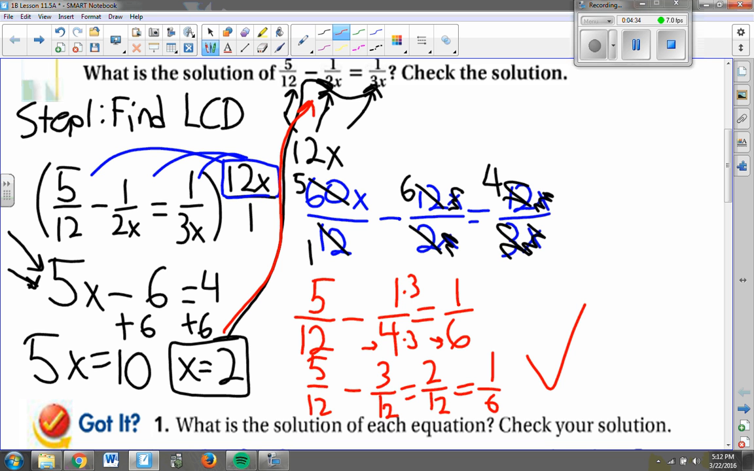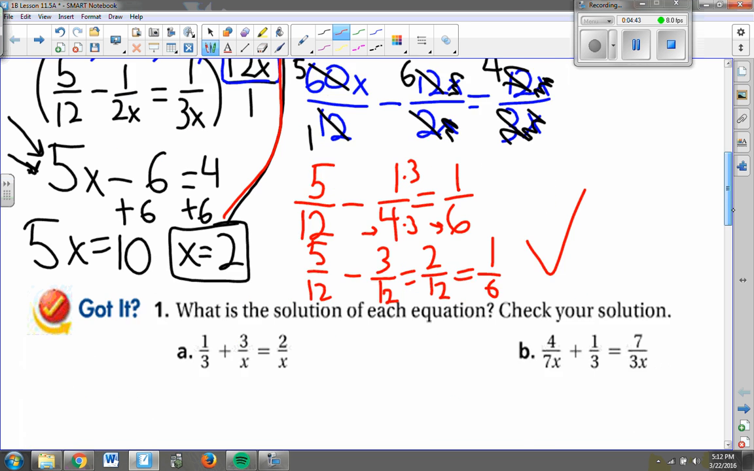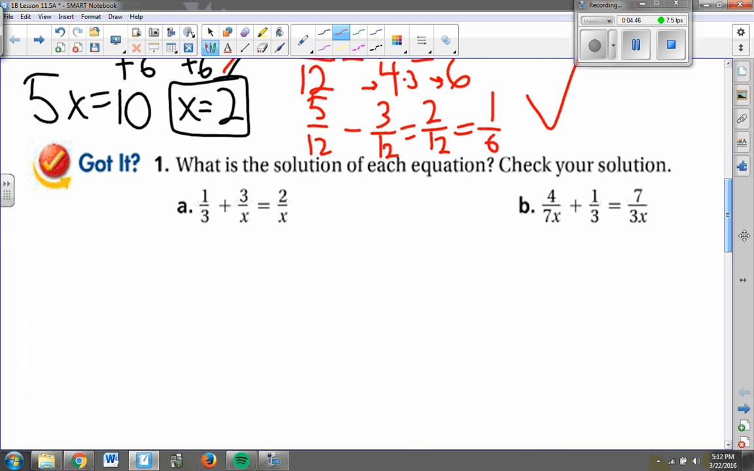Okay? It is important to check your solutions. They will not always work. Sometimes you have extraneous solutions that don't work. Okay? Now it's your turn. I would like you to try letter A. I've got it, number 1 right here. I would like you to find the solution of this equation here: 1 over 3 plus 3 over x equals 2 over x. Multiply by the least common denominator, get rid of all your fractions, and then you can come back and I will show you what we should get.